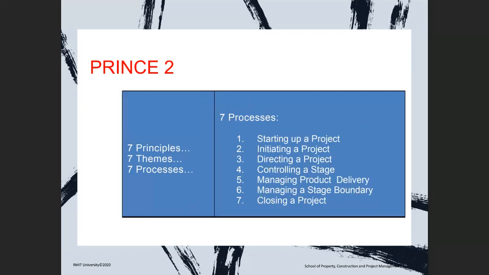So with the 7 processes involved in Prince 2, you will have starting up a project. So the initial idea, which comes with initiating phase as well. So you're initiating a project, and then you have directing a project, controlling a stage, managing product delivery, managing a stage boundary, and closing a project.